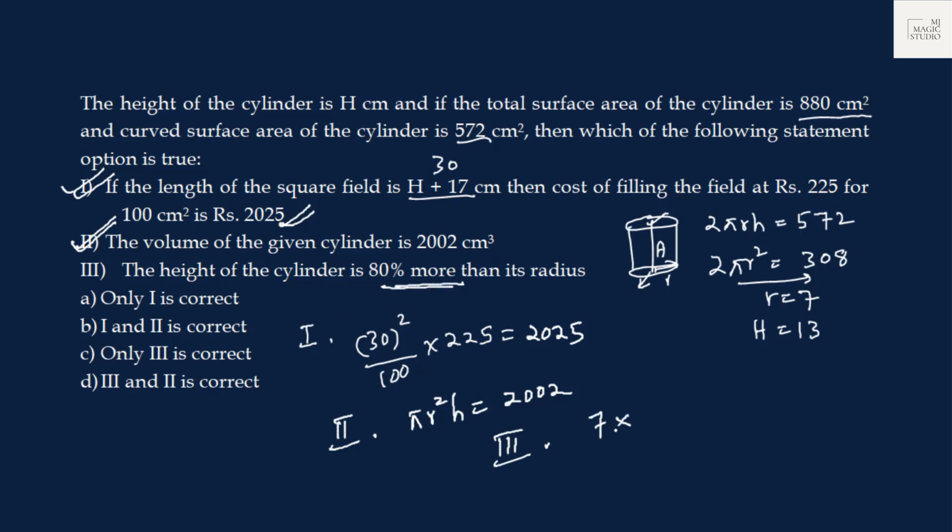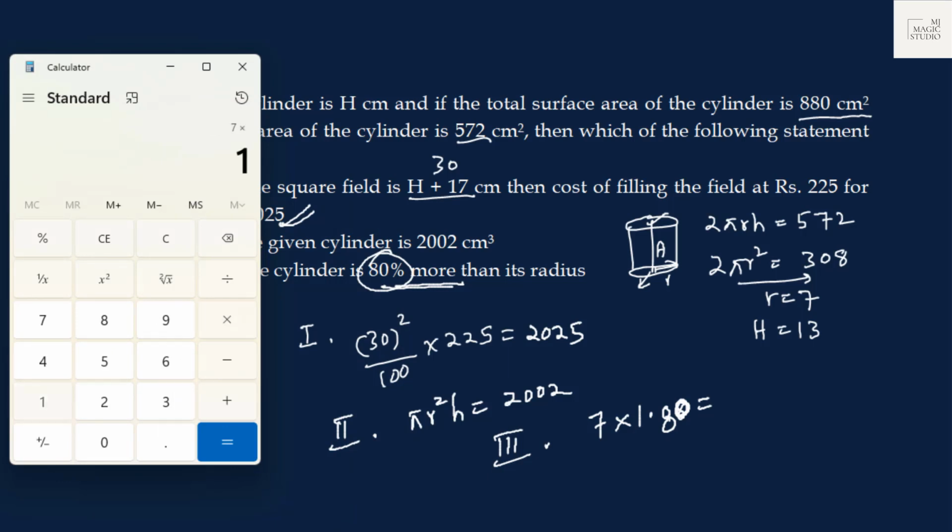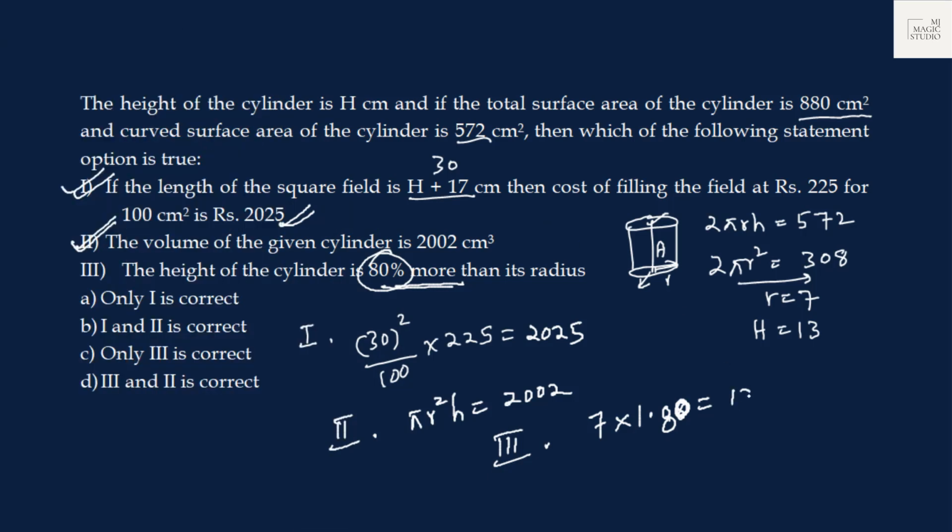Third statement says height is 80% more than radius. Radius is 7. That means height should be 7 into 1.08. Sorry, 80% it is. It should be 1.80. 7 into 1.8 is 12.6. But our height is 13. That means height is 80% more than radius is wrong. Statement 1 and 2 are correct. That is in option B.